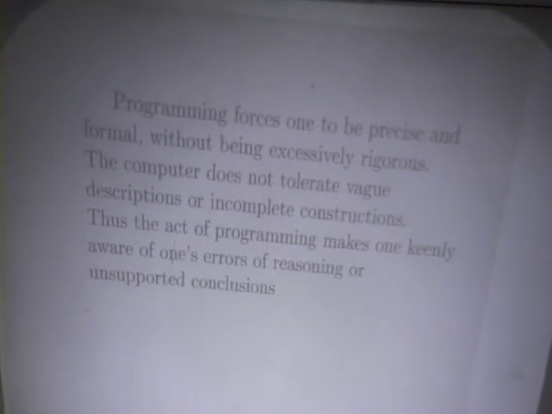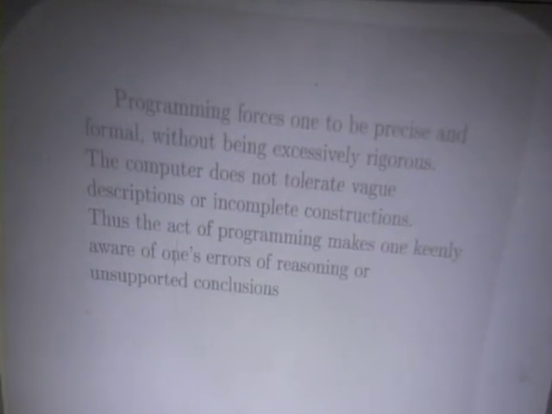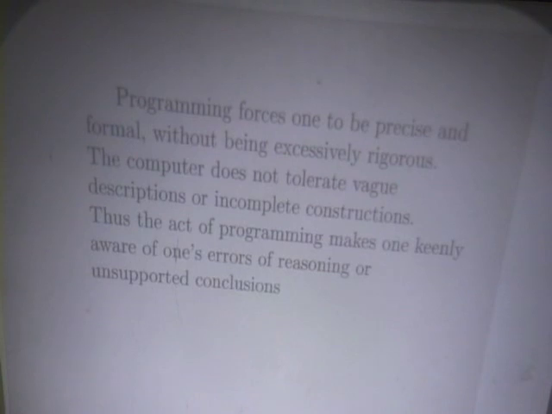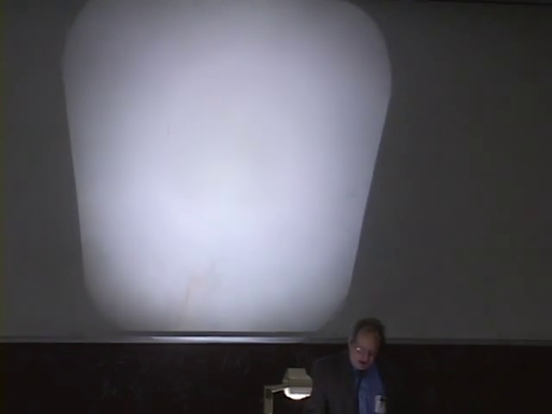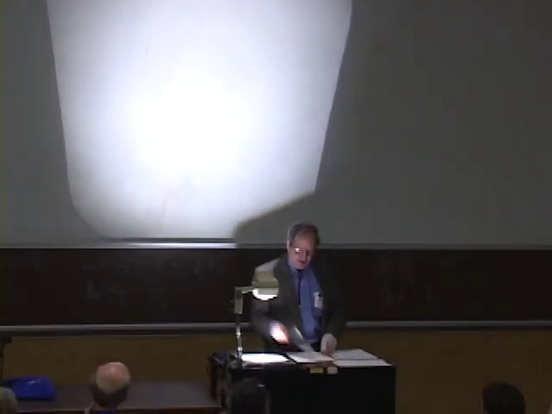Programming forces one to be precise and formal without being rigorous. What I mean by rigorous and formal are quite different. Formal means you know what the damn power series we're talking about. Rigorous means you know it converges. Okay? The computer does not tolerate vague descriptions or incomplete instructions. Therefore, one becomes aware of one's unsupported conclusions. That's one thing.